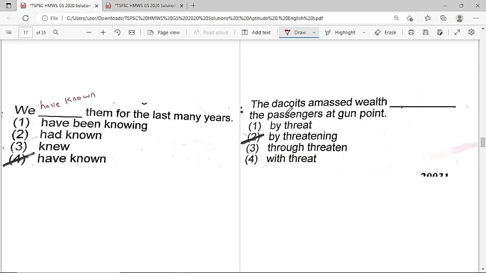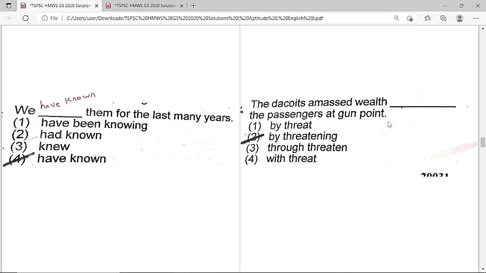The next question is: the dacoits amassed wealth dash the passengers at gunpoint. The dacoits amassed wealth by threatening. So by threatening, this is the correct option. The dacoits amassed wealth by threatening the passengers at gunpoint.